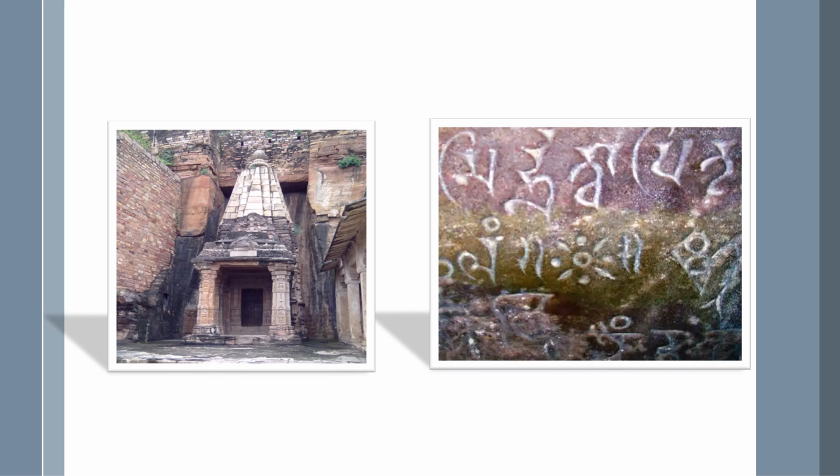Even though Indian texts mentioned zero much earlier, it was only in 875 AD that epigraphical evidence was inscribed in stone, in the form of a circular symbol at the Chaturbhuj temple, Gwalior.